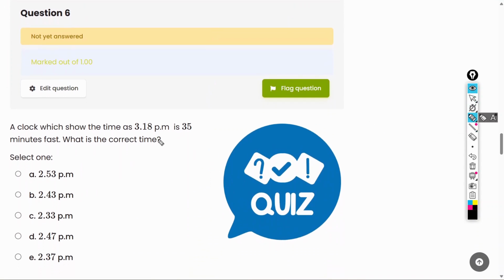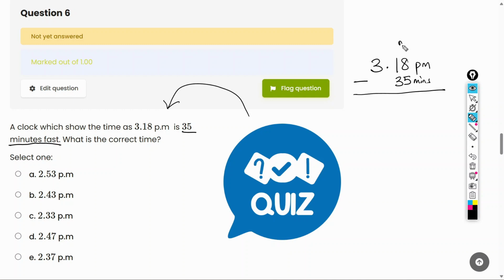A clock which shows the time at 3:18 p.m. is 35 minutes fast. 35 minutes fast means it is 35 minutes ahead of what it should be. So the question says, what's the correct time? Whatever the time is on that clock right now, it is 35 minutes ahead. So we need to bring it back by 35 minutes. So we need to subtract 35 minutes from 3:18 p.m.